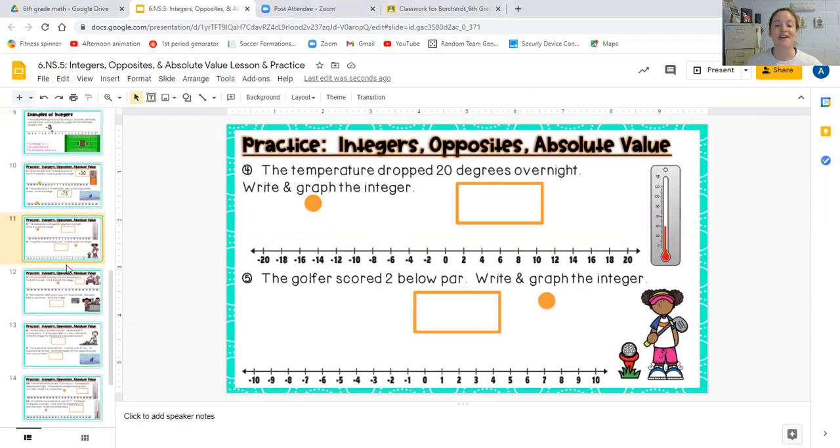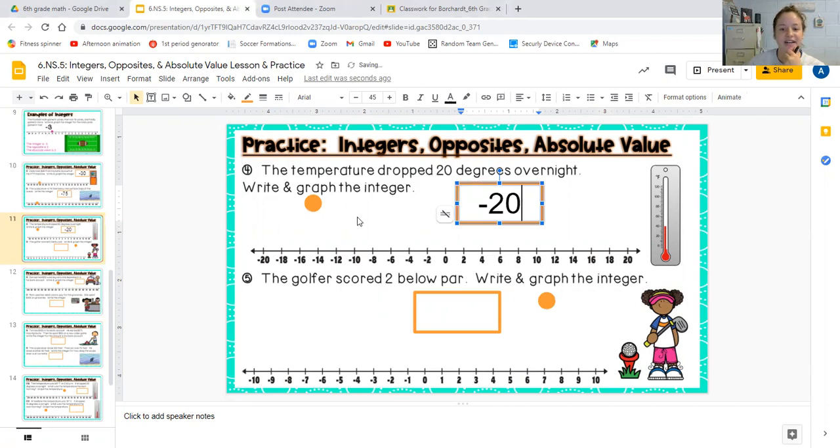All right, we're going to do a few more together and then you are going to do the rest on your own to get a little bit of practice. So let's look at number 4. The temperature dropped 20 degrees overnight. If you're dropping, what kind of number is it? It is negative. Very good. What did we skip count by on this number line? By 2s. Remember, when you label a number line, you've got to skip count so that each tick mark is worth the same amount.